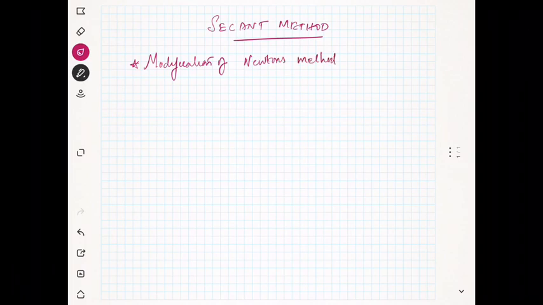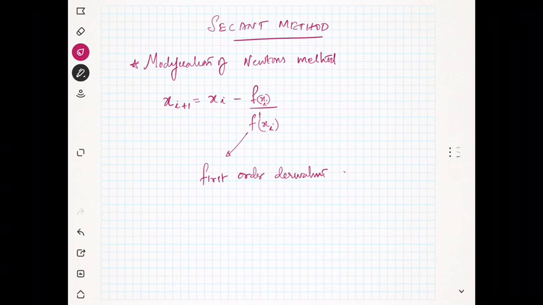So what is the problem with the Newton method? In Newton's method, as you have seen in the last lecture, x_{i+1} is given by x_i minus f of x_i divided by f dash of x_i. So you need the first order derivative in Newton's method, right? So you have to feed this equation also.